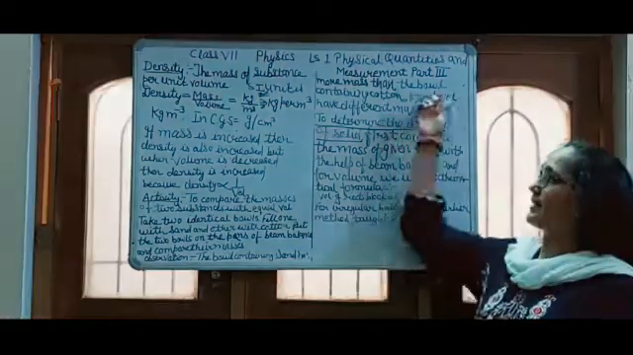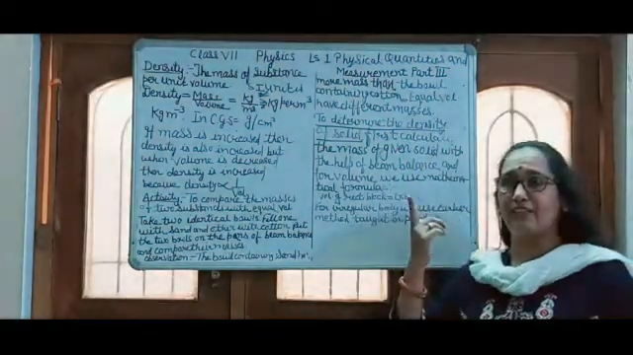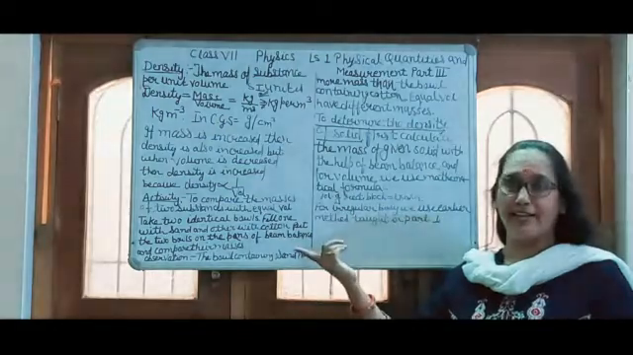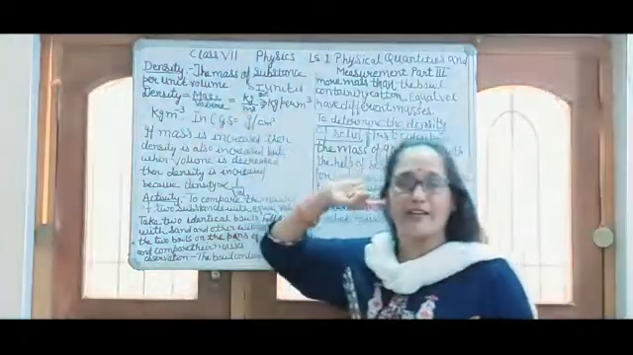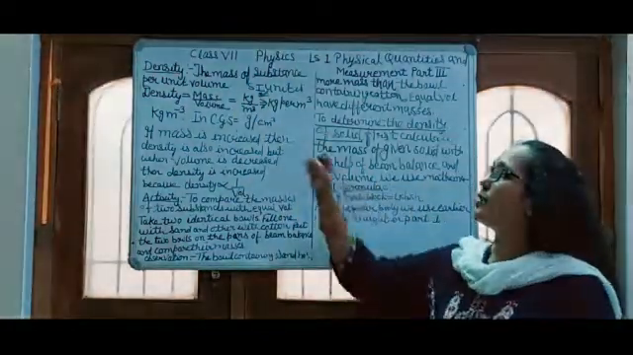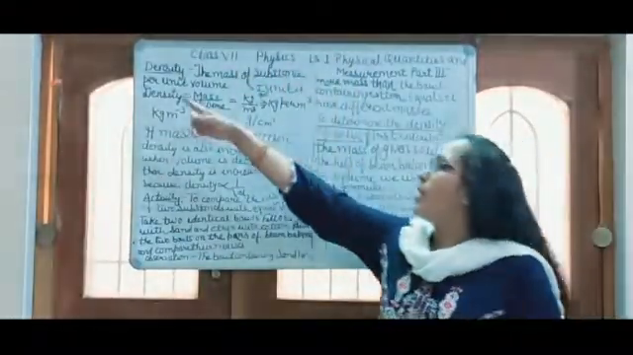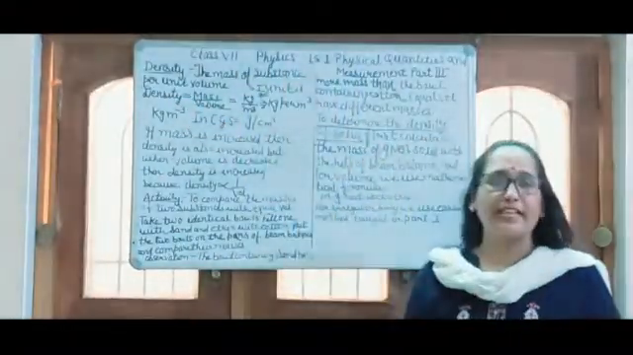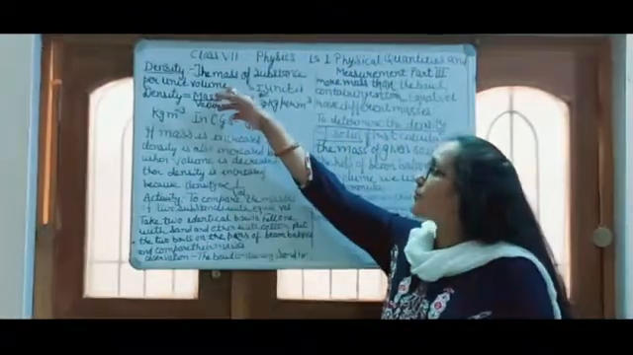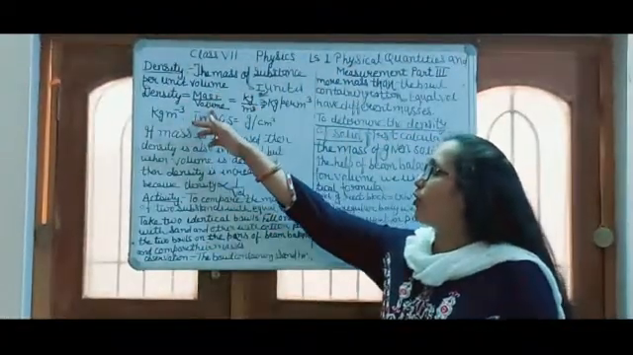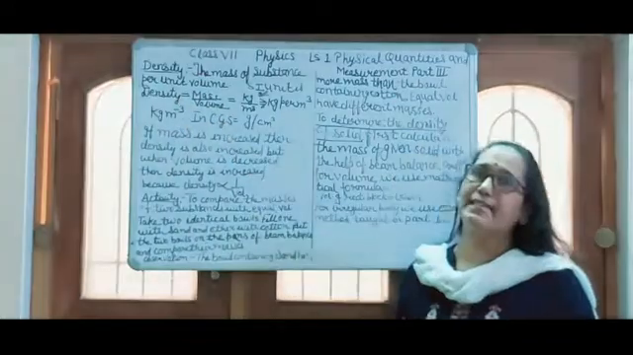Our physics part 3 class. In the second part we read about the area. Now in this class we will read about density. What is density? The mass of substance per unit volume. Density means what? Mass of substance per unit volume is called density.